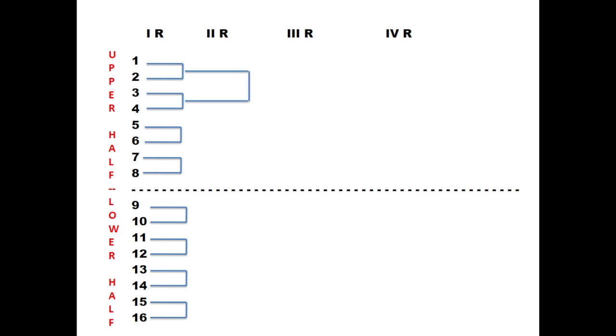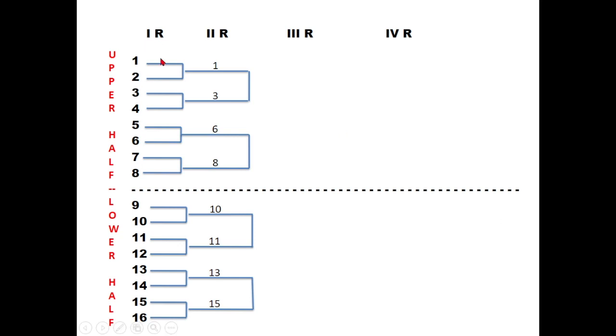Then we'll assume that 1 has gone ahead and 2 got eliminated. 3 has gone ahead and 4 got eliminated. We'll only show the teams which have gone forward. Similarly, in this case, 6 and 8, 10 and 11, 13 and 15. So now we know in the first round, these are the teams that played. In the second round, these are the teams that moved forward and they played with each other. 1st played with 3rd, 6th played with 8th, 10th played with 11th and 13th played with 15th.